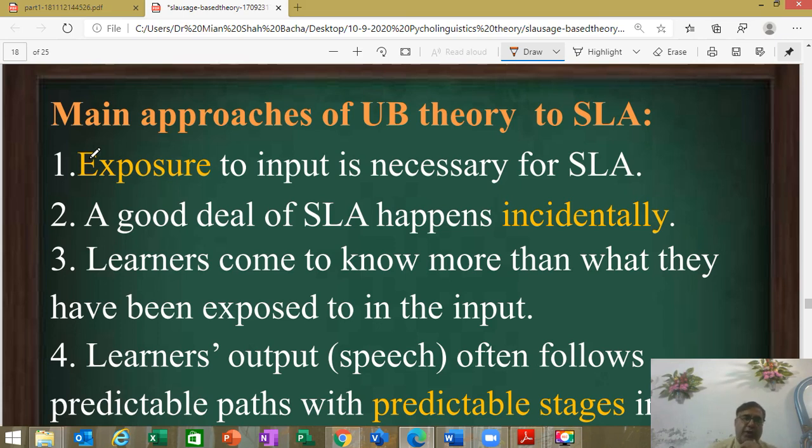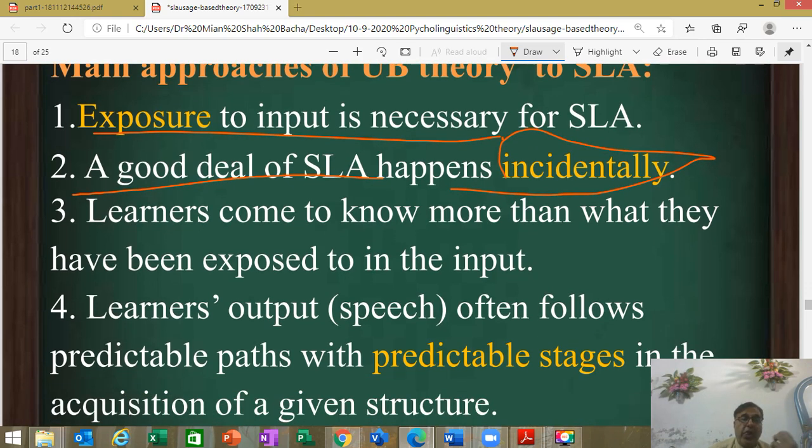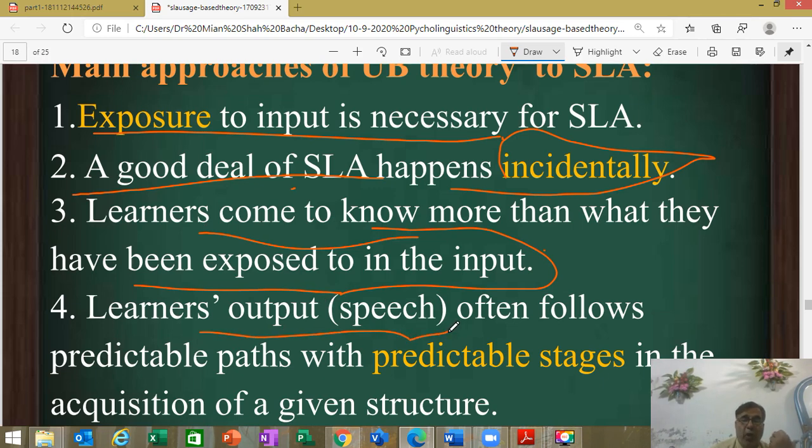These are the main approaches of usage-based theory to SLA. Exposure to input is necessary for SLA. Exposure is a must. A good deal of SLA happens incidentally. Learners come to know more than what they have been exposed to in the input. They learn more than what input is given to them. And learners' output speech often follows predictable paths with predictable stages.